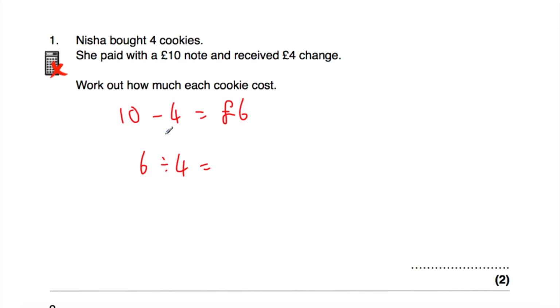In terms of this division, 6 divided by 4, when dividing by 4, you could half it and half it again. So half of 6 is 3, and half of that is 1.5. So that would be £1.50. That means that each cookie costs £1.50, and that's it.